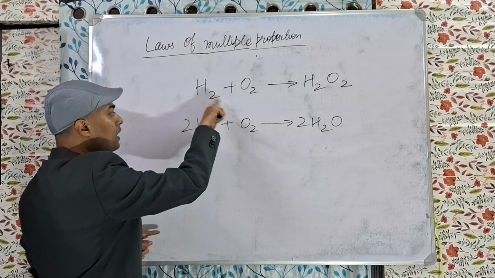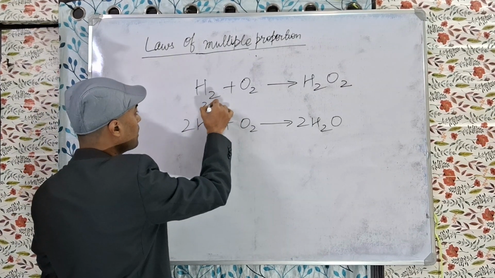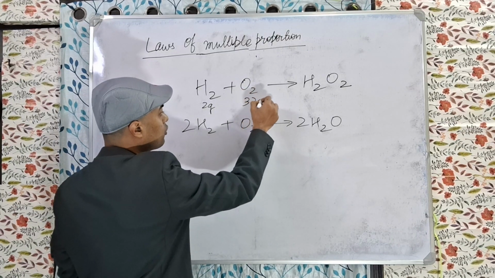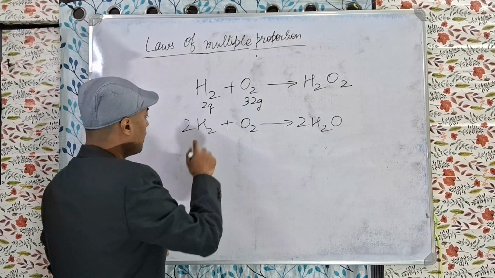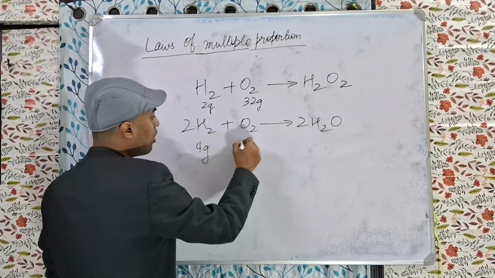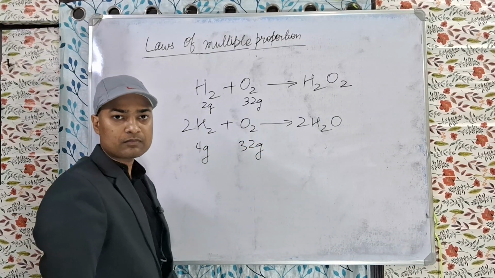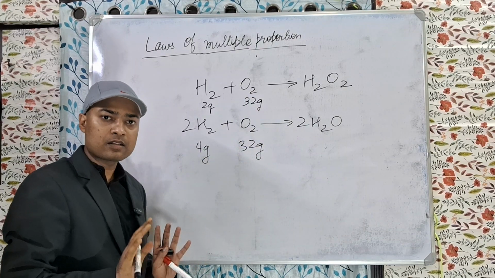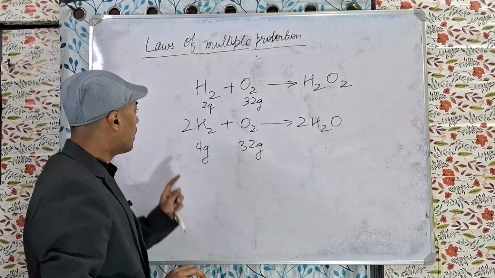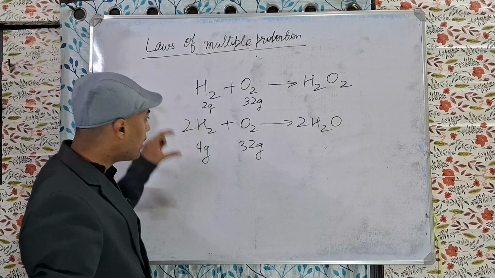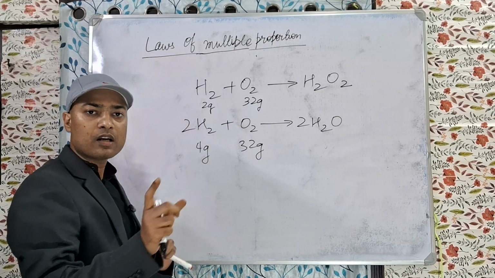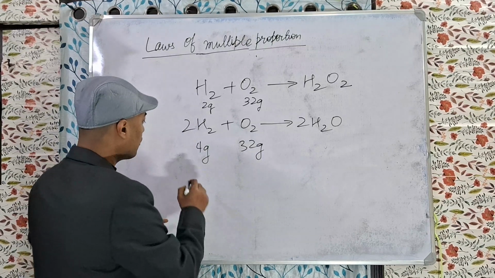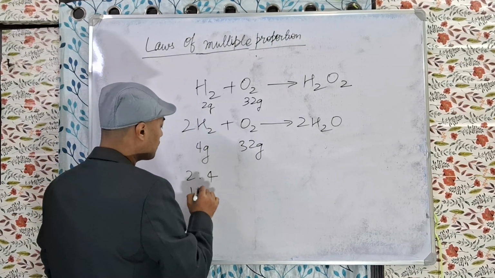Now if you take 1 mole of dihydrogen, it is how much? 2 grams, and 1 mole of dioxygen, it is how much? 32 grams, 16 into 2, 32 gram. Here it is how much? 4 gram, and this is how much? 32 grams. Now here you can see that the mass of oxygen in both the reactions remains the same for 1 mole, but the mass of hydrogen in both the cases is varying. And what will be the ratio over here? It will be 2:4, that is 1:2.